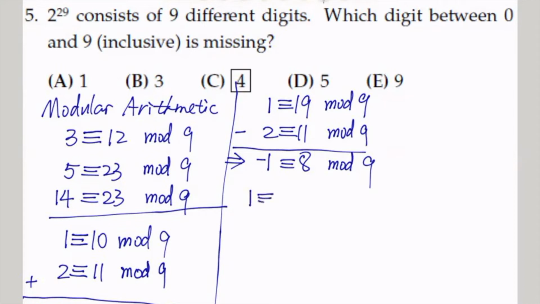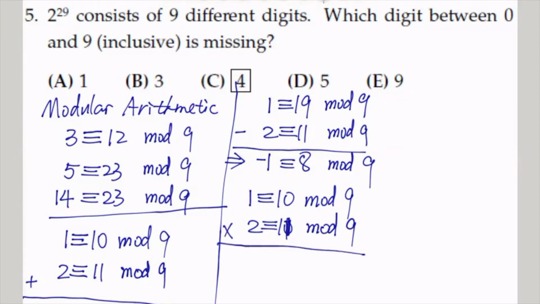1 is congruent with 10 in mod 9. 2 and 11 are congruent in mod 9. And the multiplication rule tells us that we can multiply both sides. This implies that 2 and 110 are congruent in mod 9. You can verify that dividing 110 by 9, the remainder is 2.